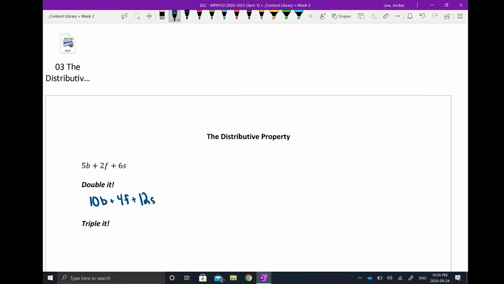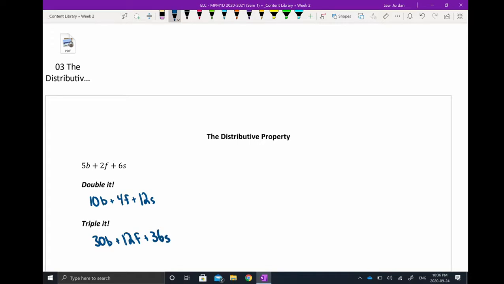What if I said then to triple what you just had? So if I wanted to triple what I just had, well, I've got to multiply everything by 3. So 30b plus 12f plus 36s.